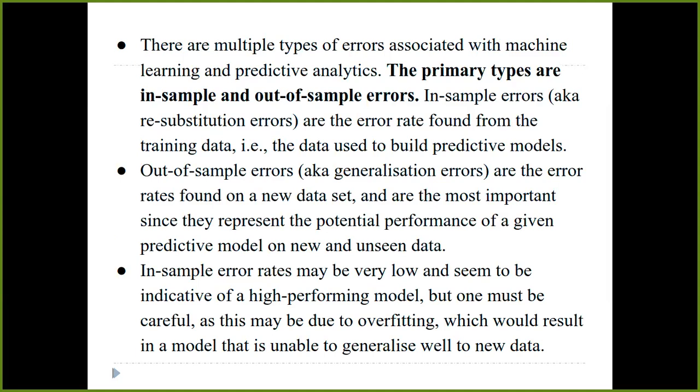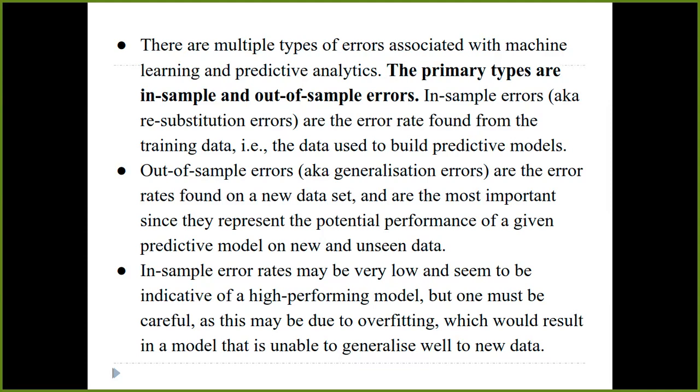So this was regarding the previous case. Primary means there are multiple ways to classify the errors. The primary, it means basic types of errors. There are two types of errors: in-sample and out-of-sample errors.